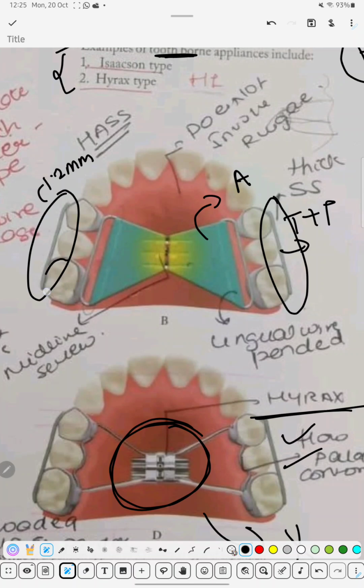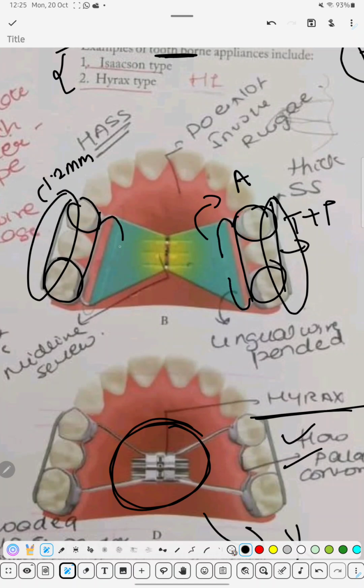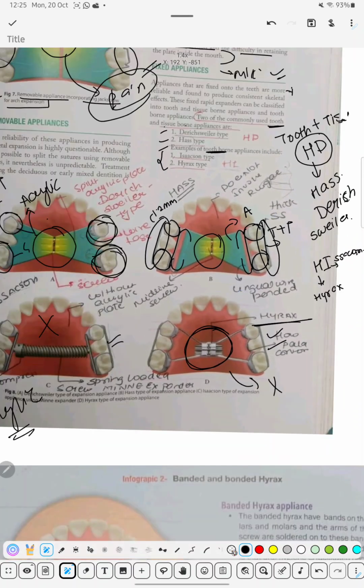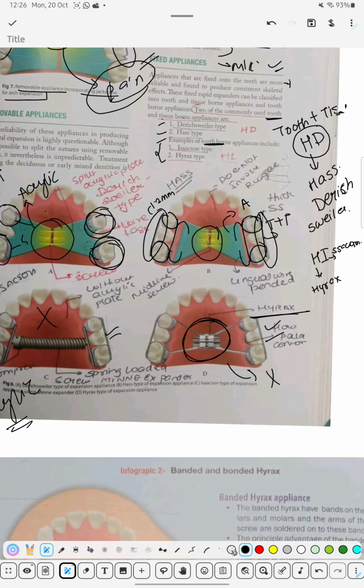So first it is banded. First the four teeth are banded. Then you have a thick stainless steel wire that connects the buccal and lingual end. And the lingual wire is extended and folded into the acrylic plate with a midline screw. So this appliance is the Haas type appliance.